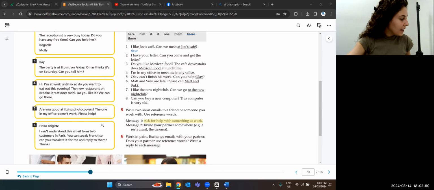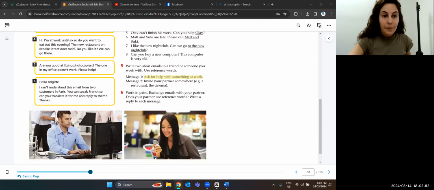And the last one, it says "them." Now, "them" is plural. We know "it" is singular, and "them" is plural. So you can speak French. Can you translate it for me? It means the email. And reply to them.